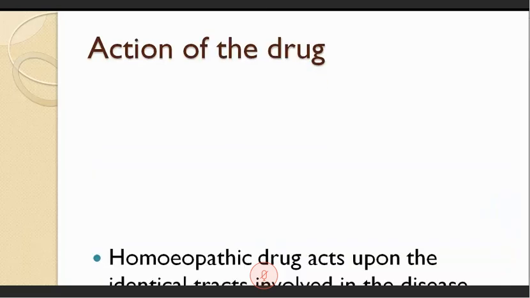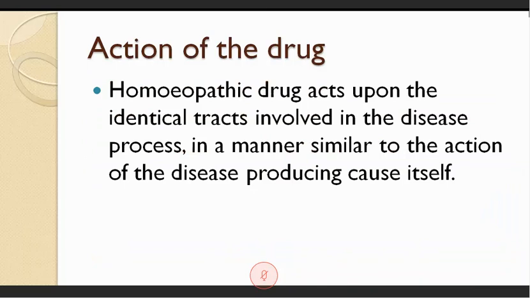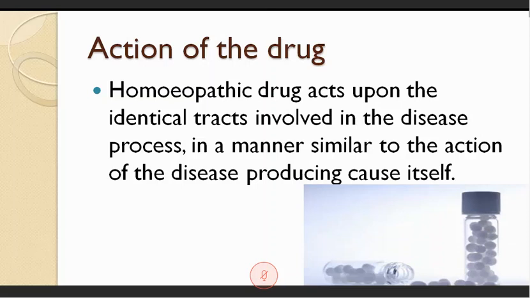Action of the drug: homeopathic drugs act upon the identical tracts involved in the disease process, in a manner similar to the action of the disease-producing cause itself. How does the disease occur? In a similar way, the drugs act upon the identical tracts. Okay?